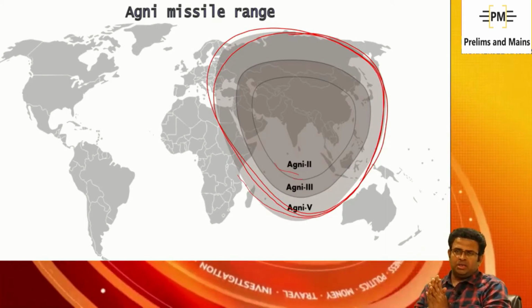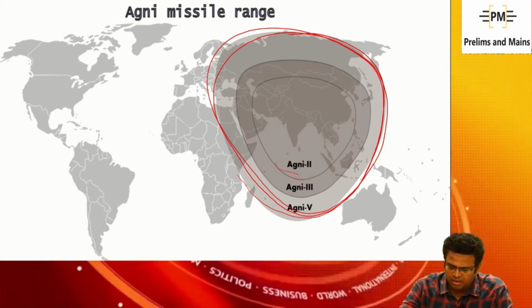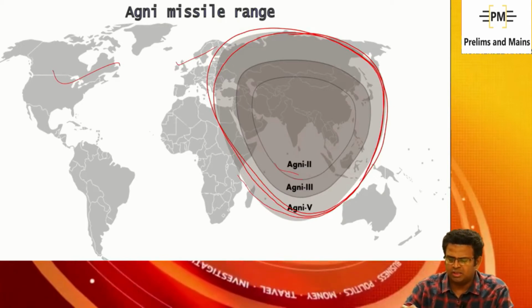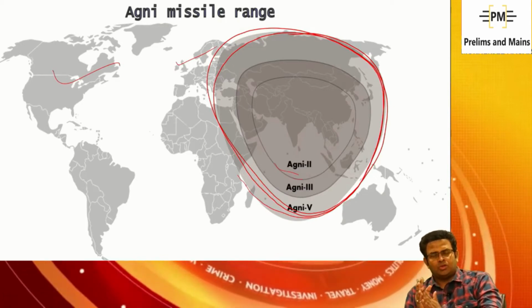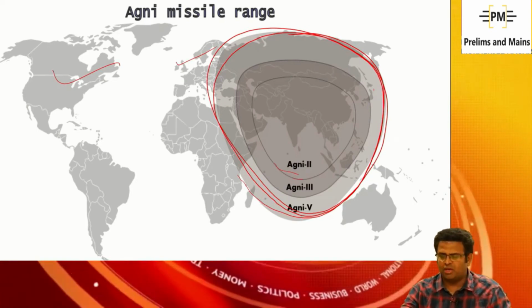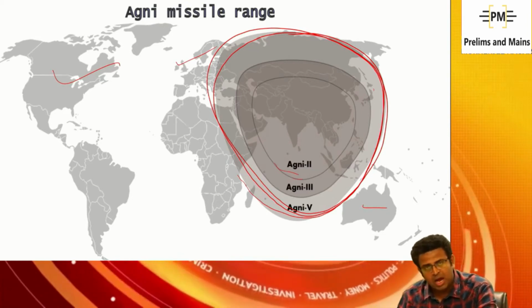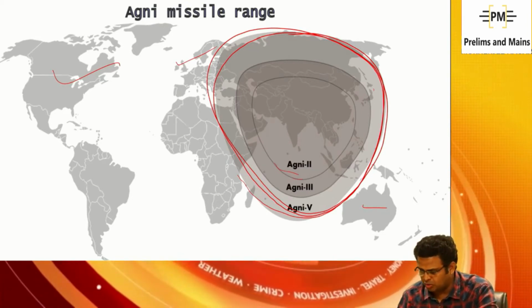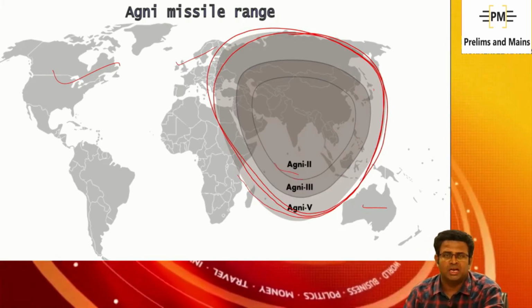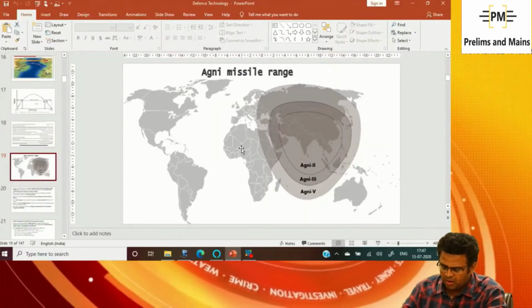It can cover Russia. But it is not covering Europe, North America and all these developed countries. Even with Agni 5, Japan and Korea come in range, but Australia does not. So this is your Agni 5, 5,000 to 8,000 kilometers. My point of concern is that the whole of China is under Agni 5.